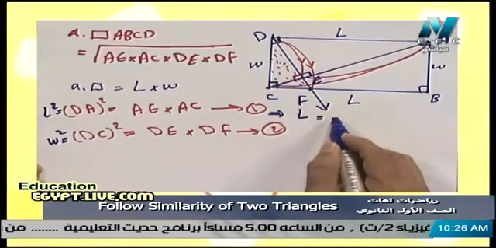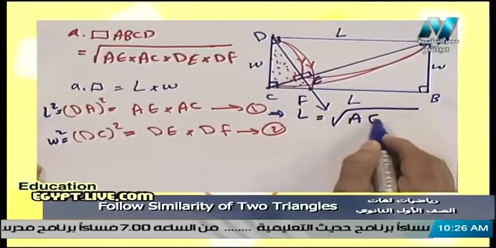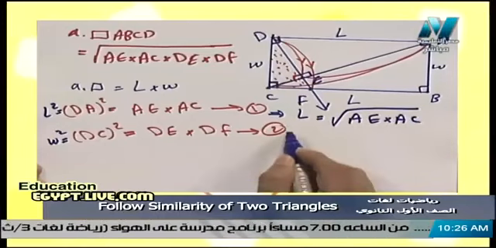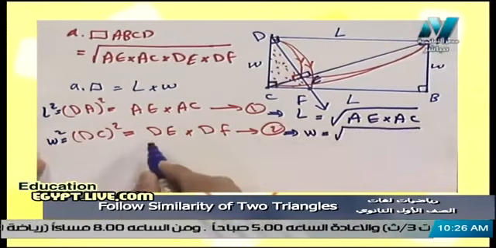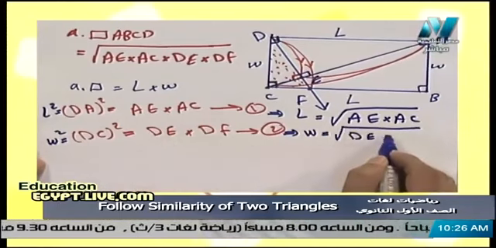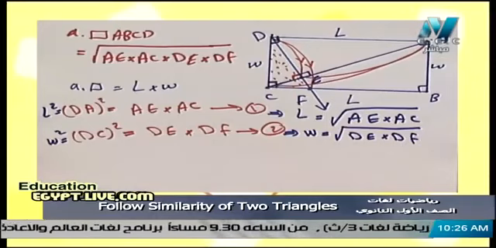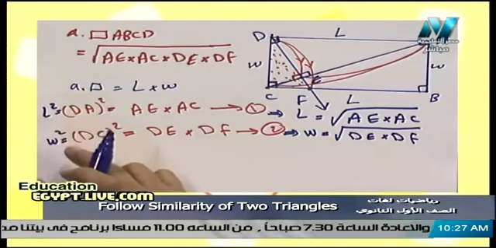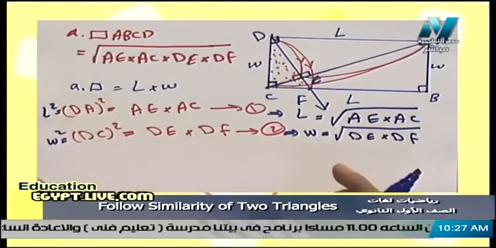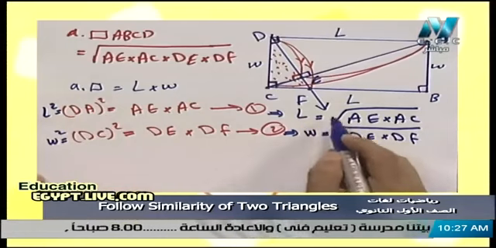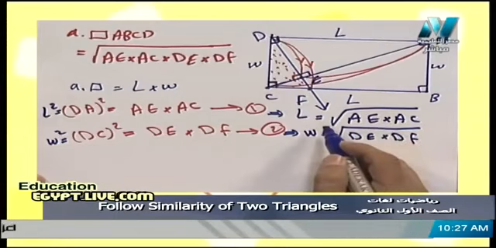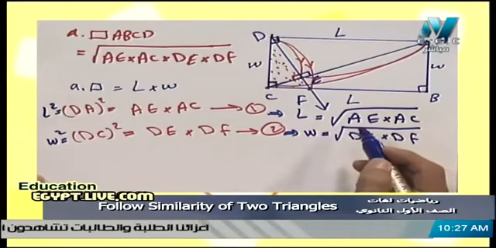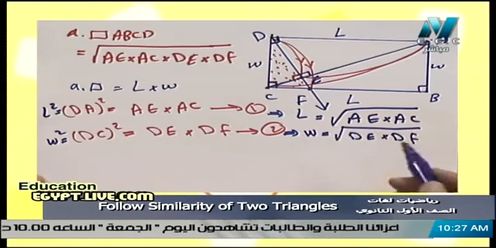L here equals square root AE multiplied by AC, and W, which is the width, equals DE multiplied by DF. And we have studied that length multiplied by width equals the area, and also we said that L could be positive or negative. We ignore negative because this square root will deal with numbers. Okay, our length here cannot be negative.